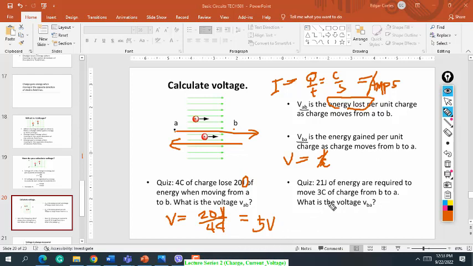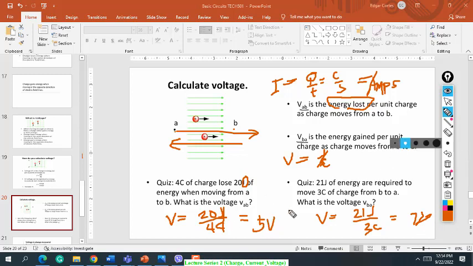So how about this one? Here voltage equals 21 joules over 3 coulombs. What is the answer? 21 over 3 is 7, sir. 7 volts.